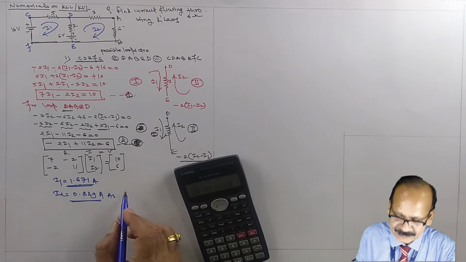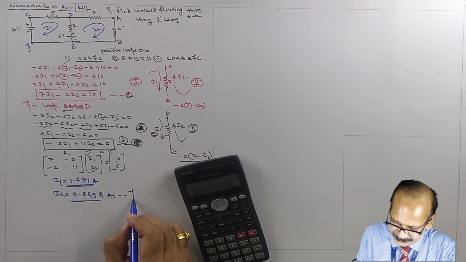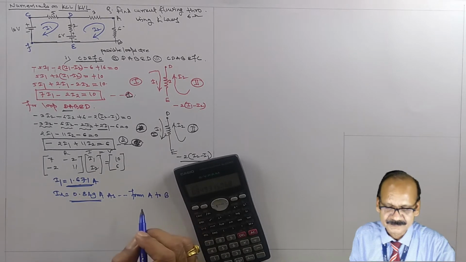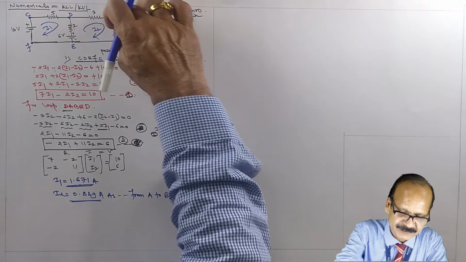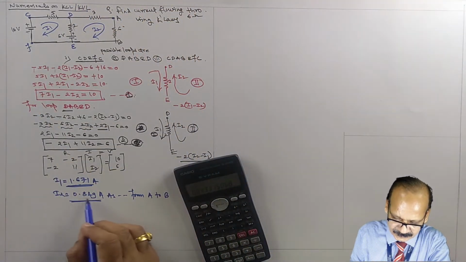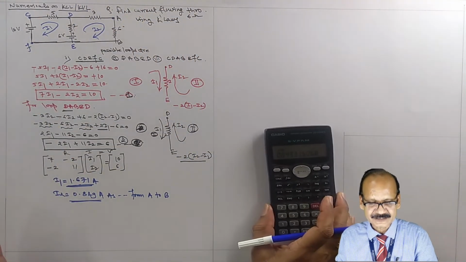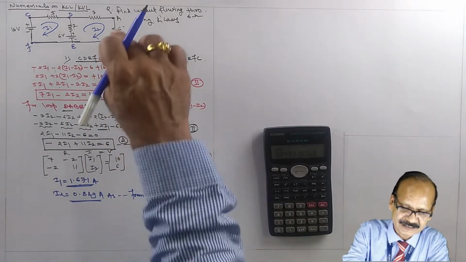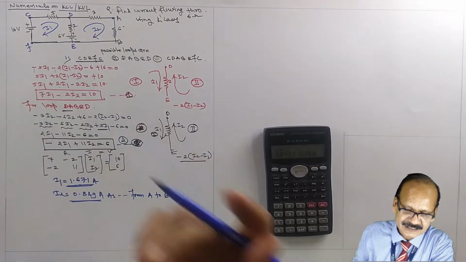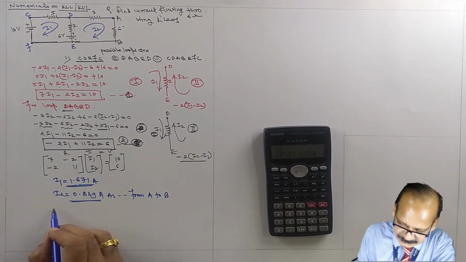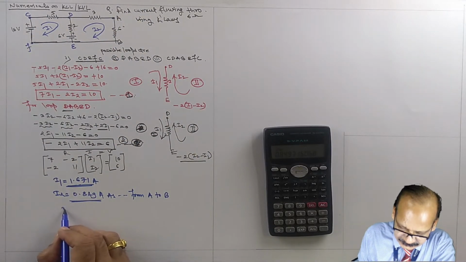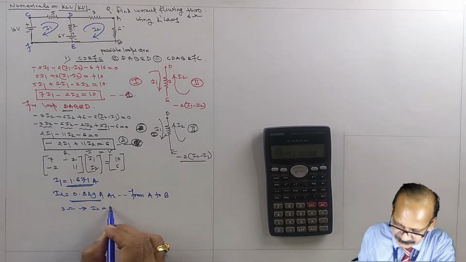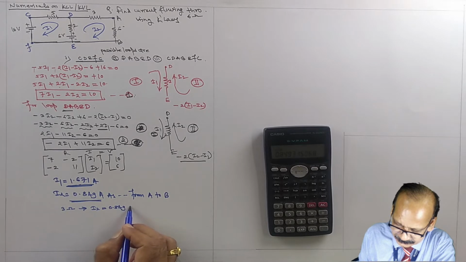This is the I2 current flowing through AB from A to B. Answer is positive means from A to B, because we have assumed that I2 is flowing from A to B. So as answer is positive, the assumed direction is actual direction. So in this way we have obtained the current flowing through AB. But what is the current flowing through 3 ohm resistance? 3 ohm resistance is nothing but I2, and that is 0.849 ampere.